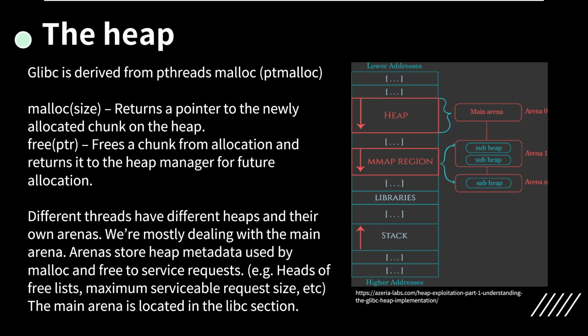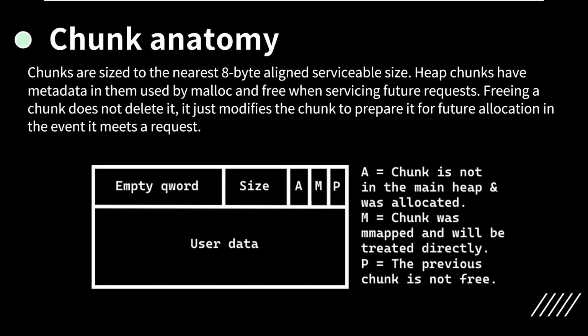And other important metadata like global max fast, which is used to tell the heap what the maximum serviceable request size is, and so on. Or that's actually sysmap, that's a different variable. The main arena is located in the libc section. Sometimes the main arena's metadata can be stored inline in the heap, which can be very useful if we can leak the heap, because we're also getting a libc leak. And we can see a little visual on the right here from Azeria Labs.